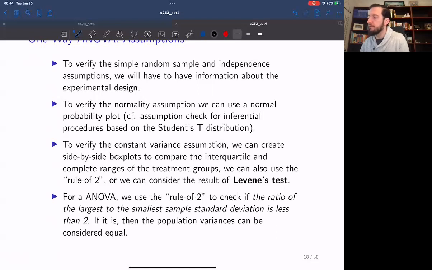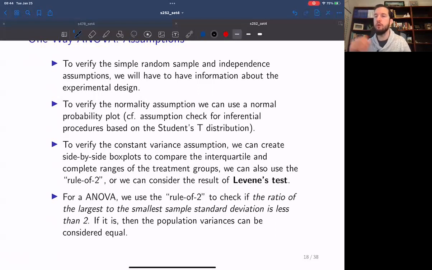Okay. To verify the constant variance assumption, we can do a number of different things. We can create side-by-side box plots of each of the different groups and check to see if those box plots have the same length. That would be one way of doing it.